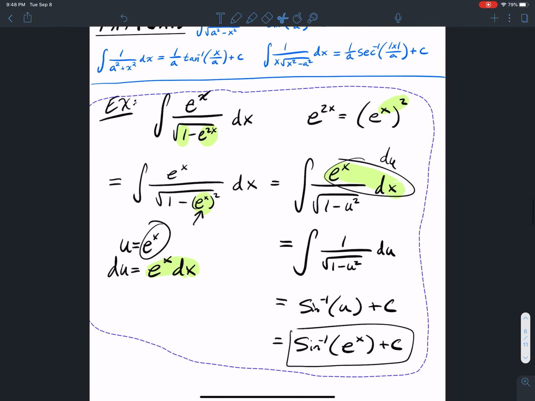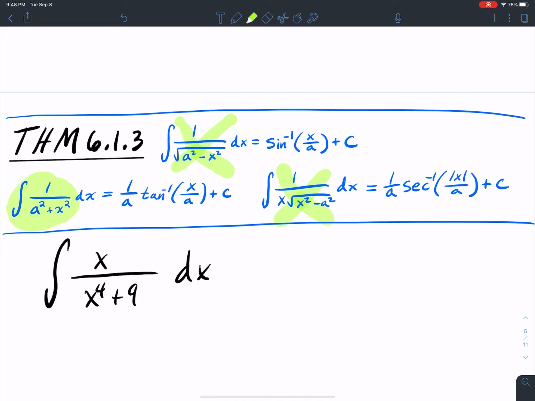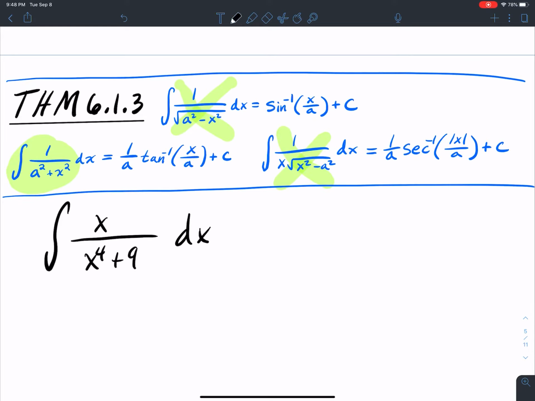Okay, so let's try another one. The integral of x over x to the 4th plus 9 dx. So, once again, when I look at these options, I don't see any square root. So I can x out this one and x out this one. It only leaves me with this. Well, how do I make it like that? I definitely see I have an a, where 9 equals a squared. So that gives me a equal to 3, right? So I've kind of got that going for me.